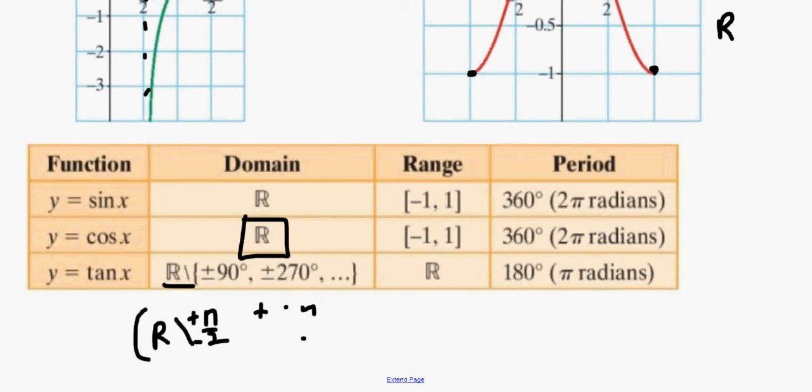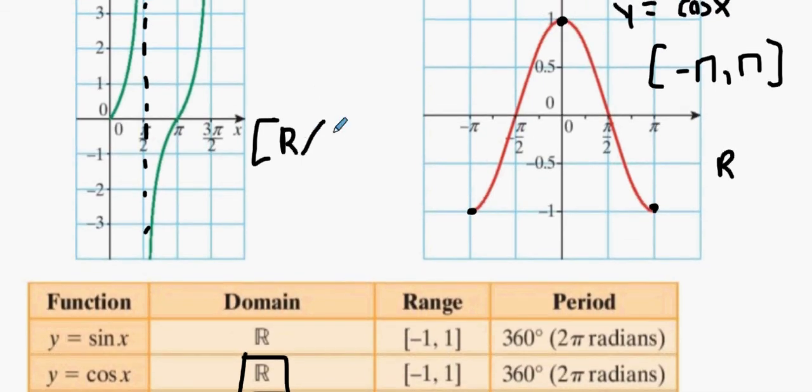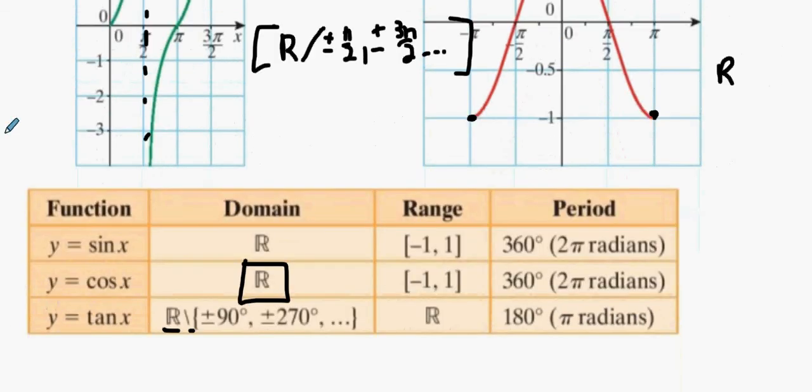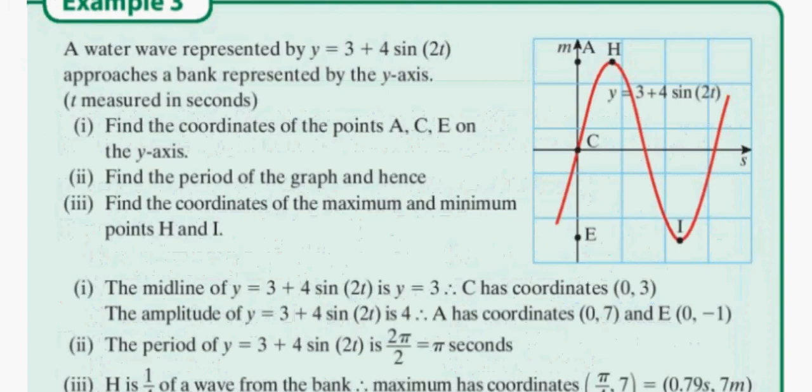For the sake of this question, because they only drew certain parts, I could say the domain is real less plus or minus pi over 2, plus or minus 3 pi over 2, and so on. It continues on forever, and that's the domain of the tan function. We're going to go to question 7. Question 7 is located here.